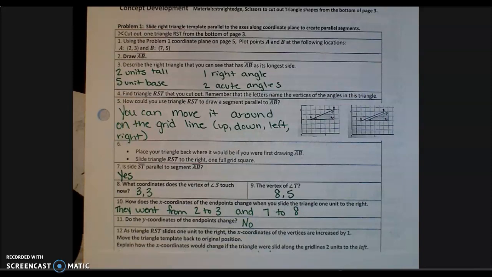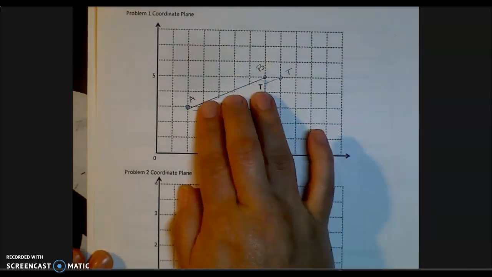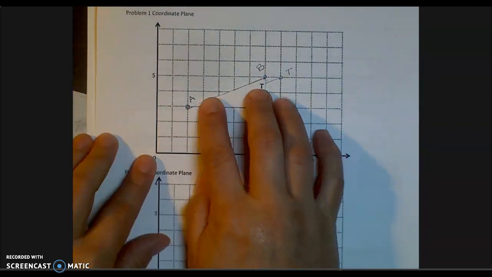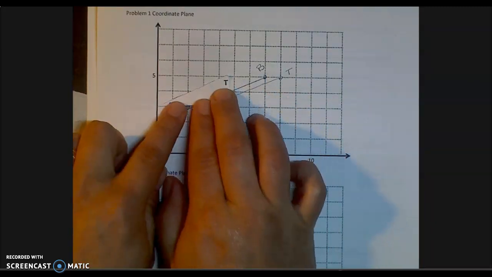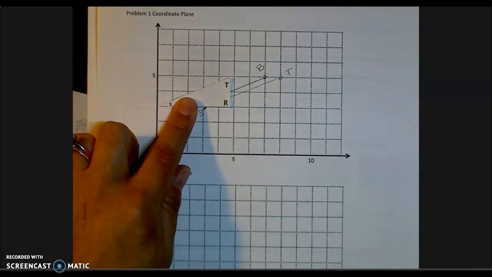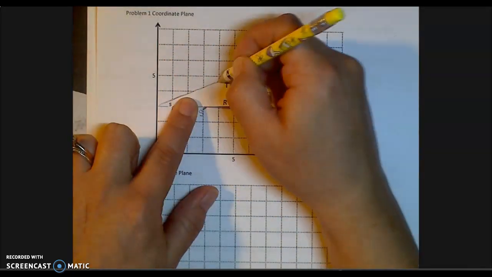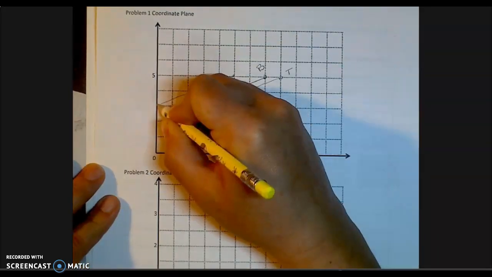It says, explain how the x-coordinates would change if we slid it along the grid lines 2 units to the left. So here, I'm back at my original position, and if I slid it 2 units to the left, 1, 2, that would be my new location. I'm going to trace it. That way I don't have to hold it there. So this would be the new location.